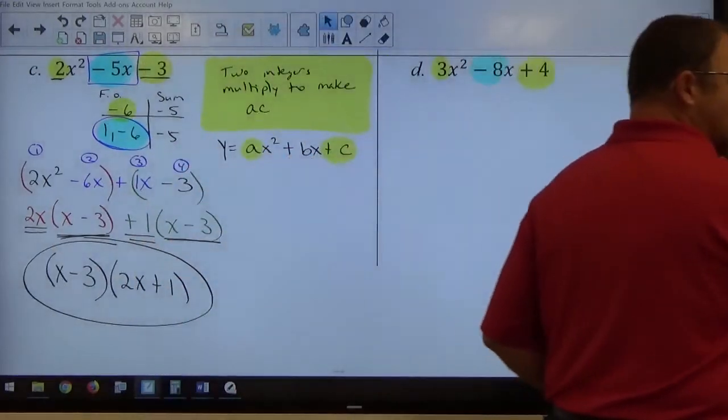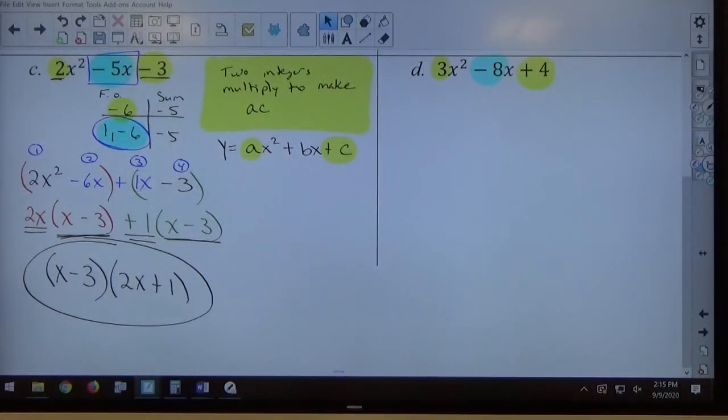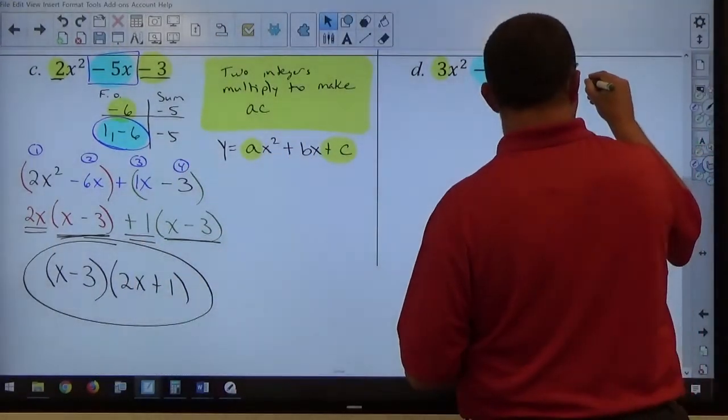So let's go through this process with this one here and see if we can work it out. So, would everybody agree up here?